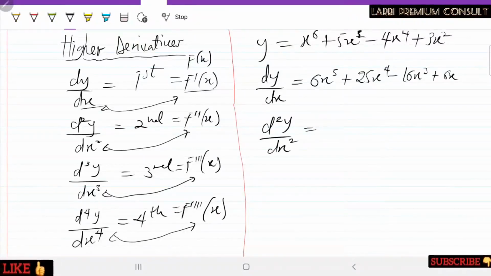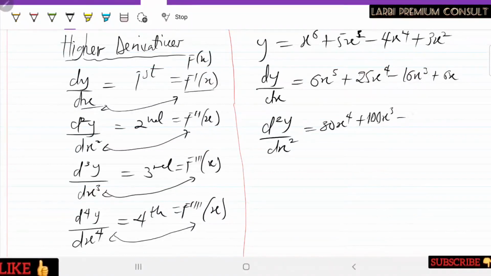And that is going to be from the first derivative. You multiply 5 by the 6, it's going to be 30. And you subtract 1 from the 5, it's going to be x to the power of 4. I hope that's clear, right? Plus, you also multiply the 4 by the 25, it's going to give you 100. And subtract 1 from the 4, it's going to give you x to the power of 3. Minus, and you do the same.